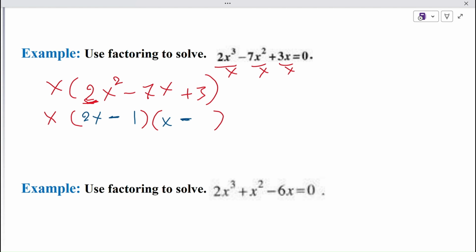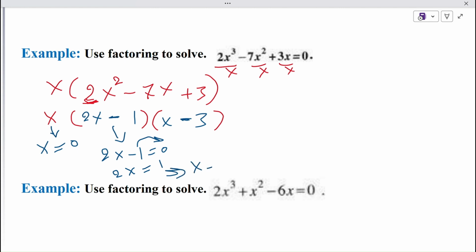Let us find the values of x. Here the value of x is equal to 0. x is equal to 0. Then here we have 2x minus 1 equal to 0. This 1 goes to the other side of the equality. 2x is equal to 1. Then x is equal to 1 over 2. This is the second solution.